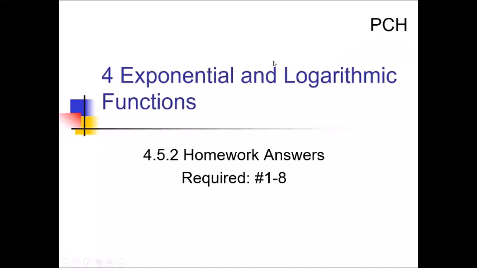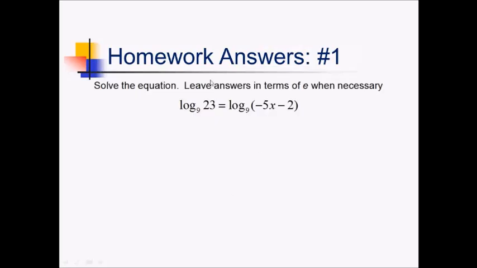I've got the Pre-Cal Honors 4-5 Part 2 homework solutions on logarithmic equations. For this problem, we have a log on each side, which means since it's the same log, we can actually just cancel the logs, or you can think of this as raising the base 9 to both sides of the equation, which again would cancel both logs.